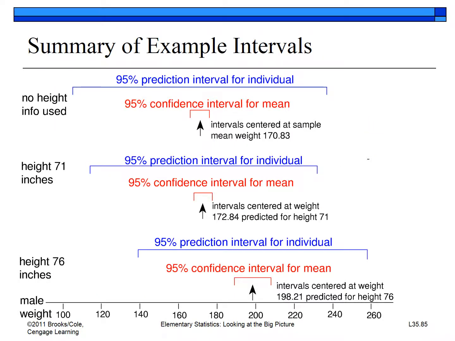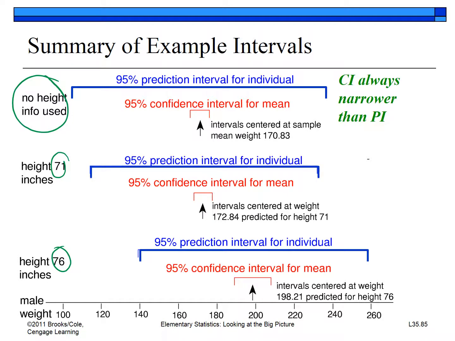Let's take a look at this graphically. Here at the top, we see the 95% prediction interval and confidence interval if we don't use regression at all. That is, we don't use any information about the height. So that is up here at the top. And the other two are the intervals that we get when we do use height information. The middle intervals are for 71 inches. The bottom one is for 76 inches. And here we see graphically what we talked about on the last slide. Confidence intervals, that's the one for the mean, are always more narrow than prediction intervals.